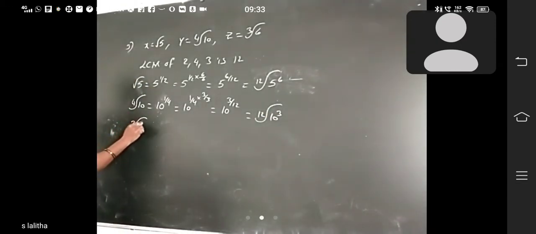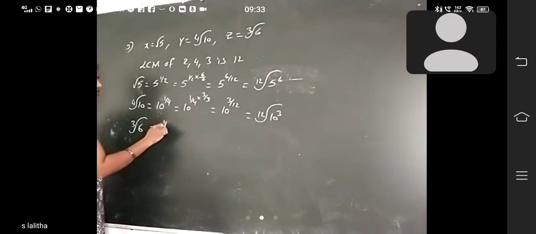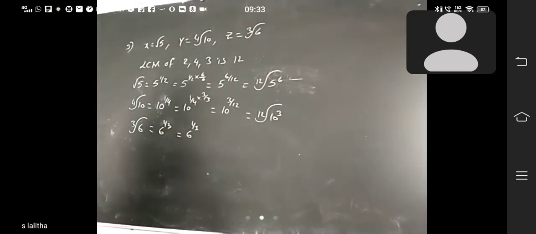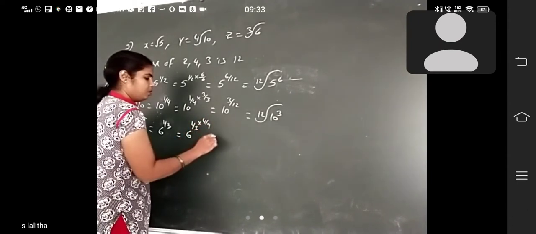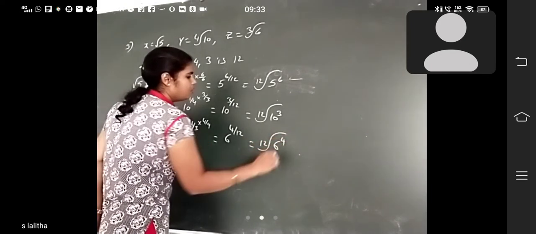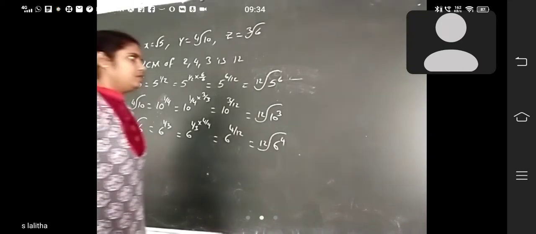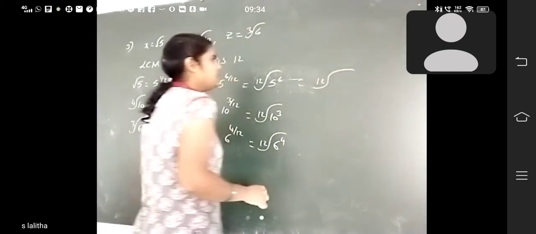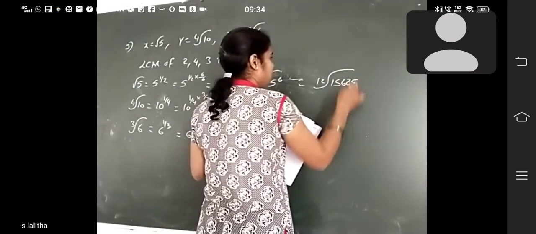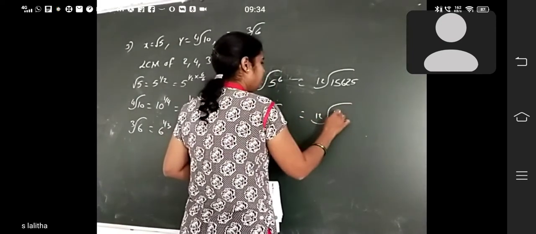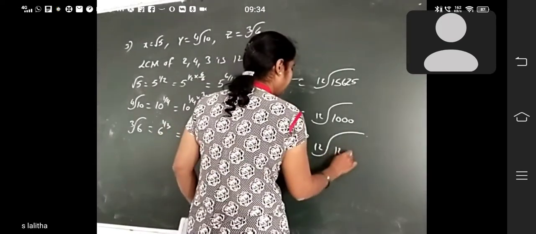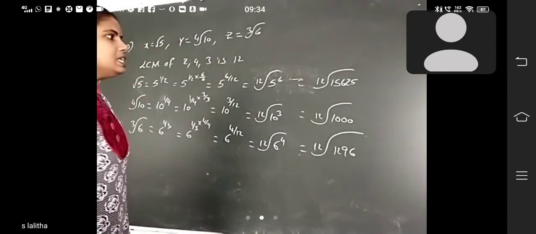Next, cube root of 6. How can you write? 6 power 1 by 3. The denominator is 3 here. How many times 12? 4 times, so 4 by 4. So 6 power 4 by 12, which equals 12th root of 6 power 4. So 12th root of 5 power 6 means how much? 15625. And 12th root of 10 cube means how much? 1000. 12th root of 6 power 4 means how much? 1296.